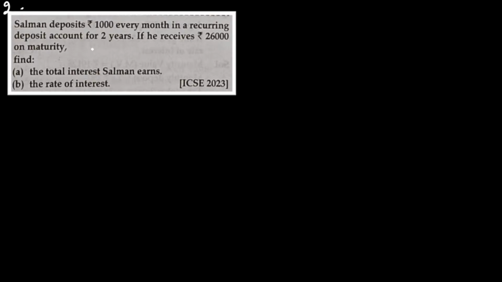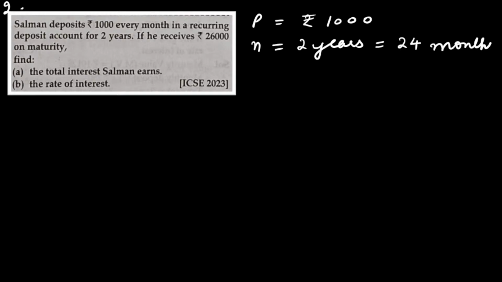Salman deposits rupees 1000 every month. So first of all, whatever is given to us, let's write that. Every month deposit is known as P. So P's value is given to us as 1000 for 2 years. For 2 years means time period is 2 years. So 2 years we can convert into months because time period is always in months. So 2 years equals 24 months. So 2 into 12 also you can multiply and write.